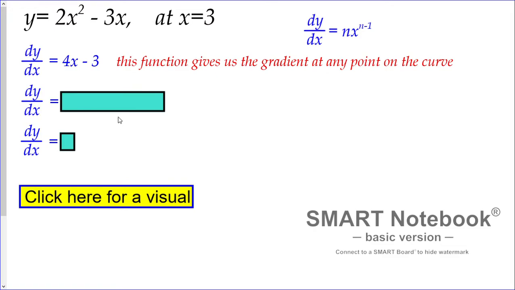So, at the point x equals 3, we simply sub in the x value and generate the gradient. 4 times 3 is 12 minus 3 becomes, you guessed it, 9. Okay? Let's have a look at what this means from a visual standpoint.